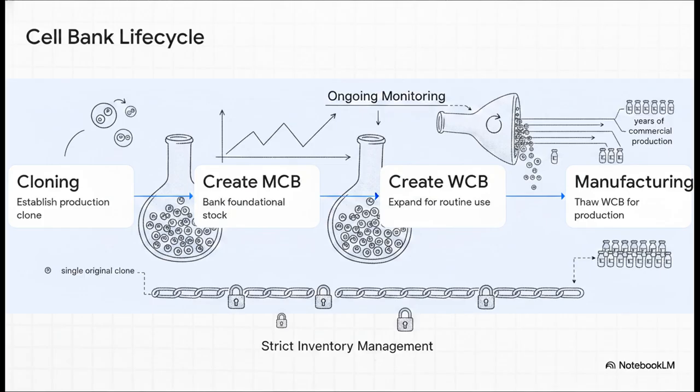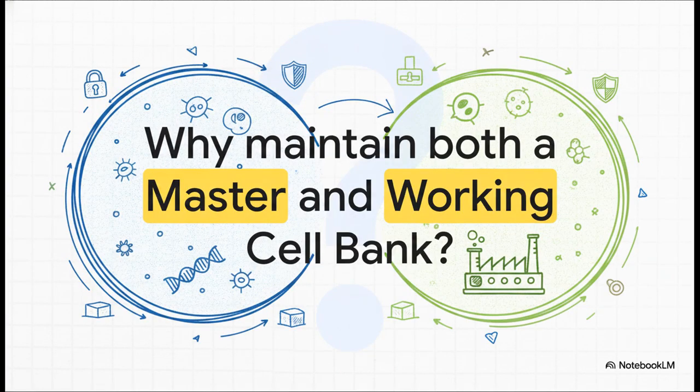It's a masterclass in risk management, honestly. You start by cloning to establish your production clone. Then you create and characterize your master cell bank. From there, you expand to the working cell bank, and finally, you draw from that working bank for routine use. And all the while, you're maintaining incredibly strict inventory management and ongoing monitoring to ensure stability. So every single commercial batch can trace its lineage right back to a specific working vial and ultimately to that one original master clone. Okay, let's do another quick check to make sure this vital two-tier concept is really locked in.